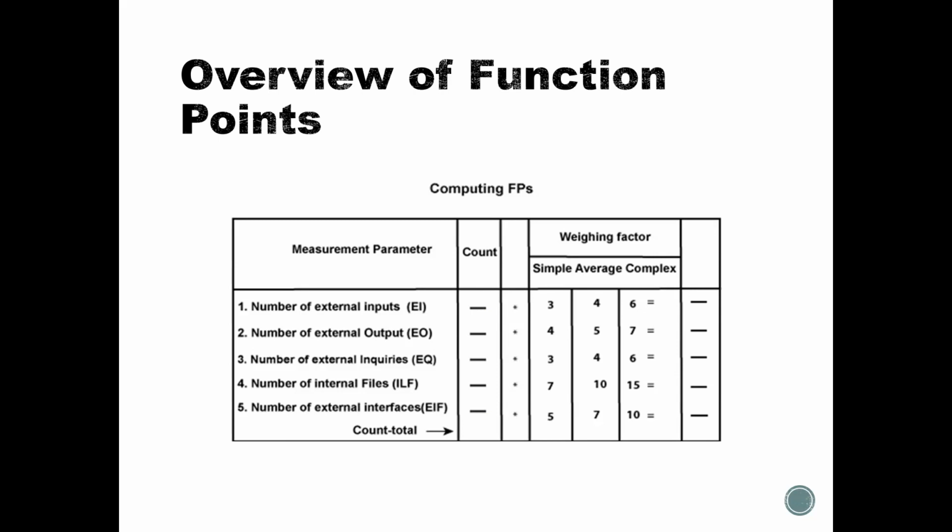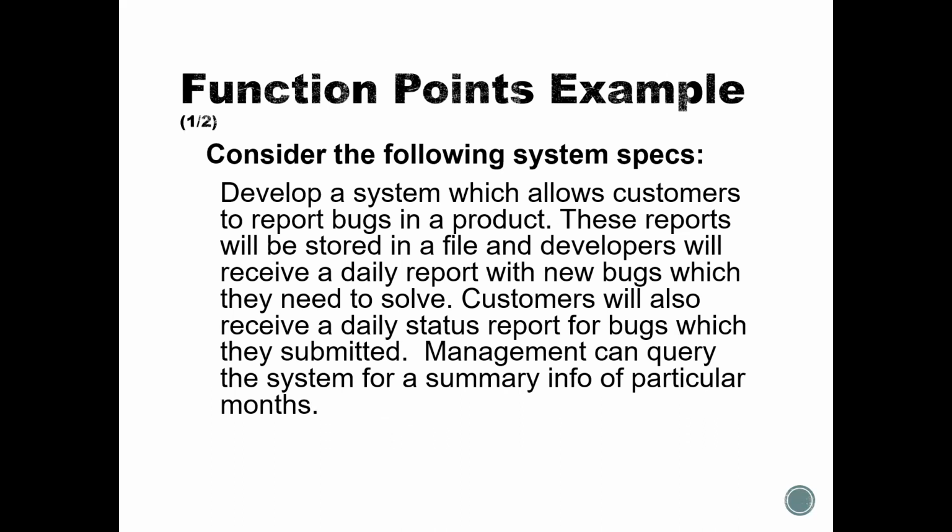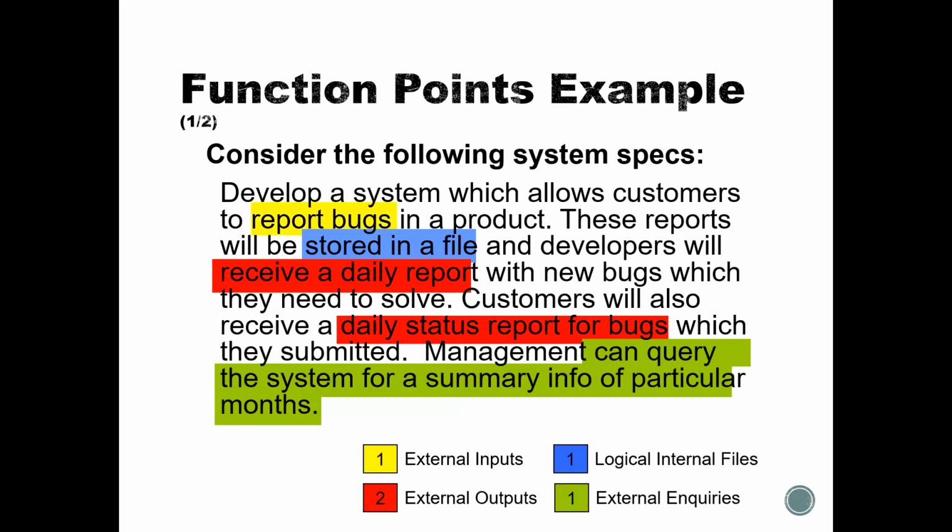You need to understand that in any problem or question, if they have not mentioned which weighting factor they are going to use, whether simple, average, or complex, then you need to go with average. If they have explicitly mentioned that they are interested in simple or complex, then you can multiply these weighting factors with these measurement parameters. So now let's take an example and try to understand it.